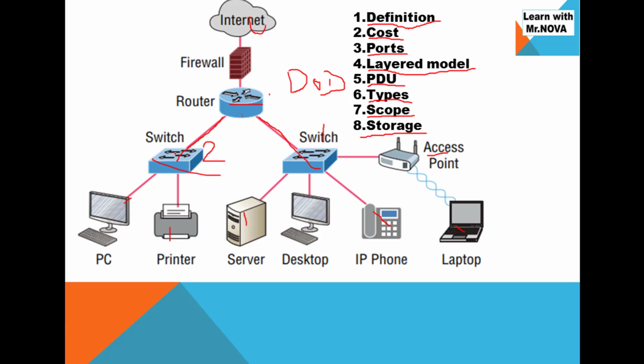While a switch stores the MAC addresses of the source and the destination device in the lookup table. A switch stores the MAC address in the lookup table, or you can call it the content addressable memory table. That is a CAM table. So a switch stores the MAC addresses in the content addressable memory table, or a lookup table, while a router stores the IP addresses in the routing table.